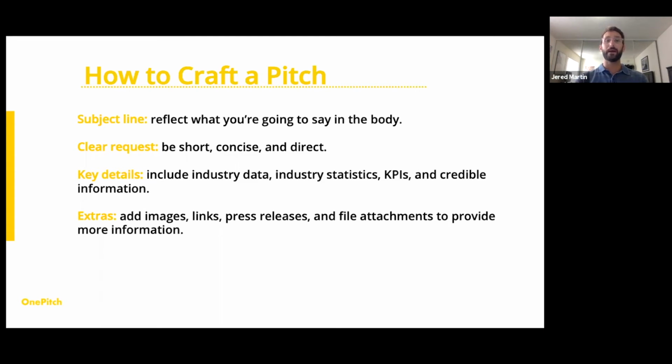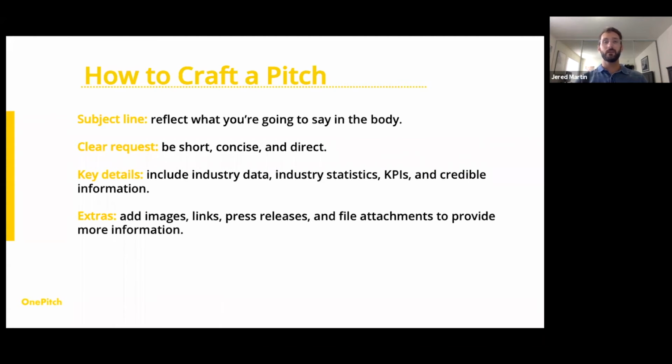Here are some examples of what we recommend and what we've seen done well. Industry data, statistics, key performance indicators, and any type of credible information about the company all help validate and plead the case for not only why this information is interesting and useful, but why you're a relevant resource and why a journalist, who is an expert in their space, would be so inclined to learn more about this and want to work together.